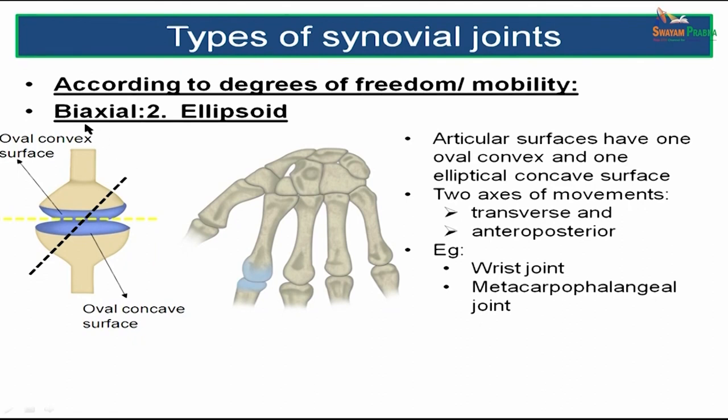The second variety of biaxial joint is the ellipsoid joint. Now, here the articular surfaces have one oval convex surface and one elliptical concave surface fitting into each other. The movements occur along two axes here, mainly the transverse axis and the anteroposterior axis. This kind of joint is seen in the wrist joint and the metacarpophalangeal joint.